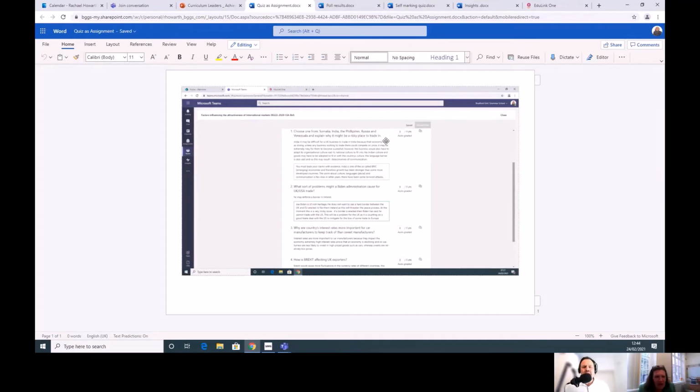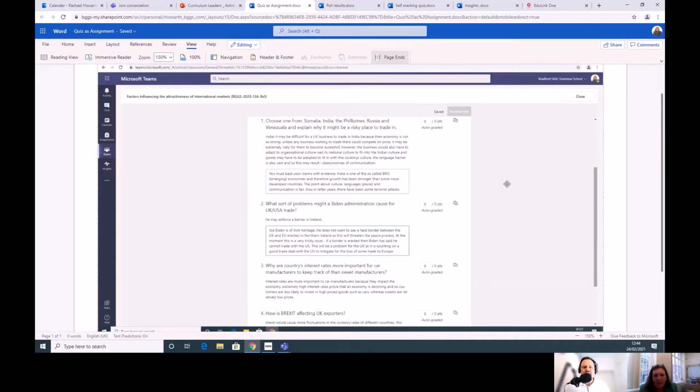But sometimes I give assignments, so I set them up as a quiz, but I don't actually give any points. The idea is that I can give some feedback. So this was an A-level question when we were looking at the attractiveness of international markets, as you can see.